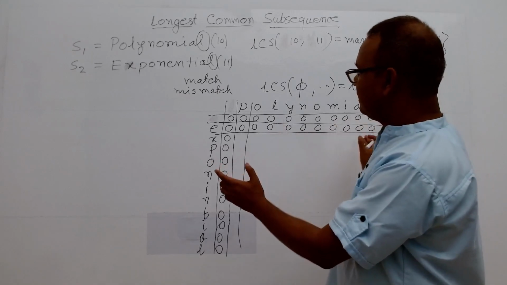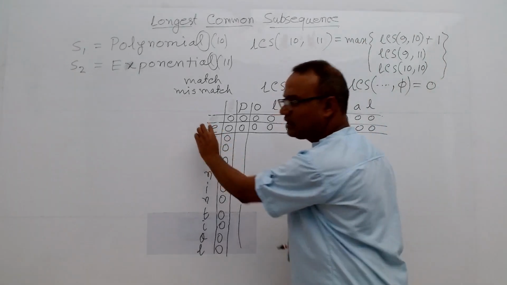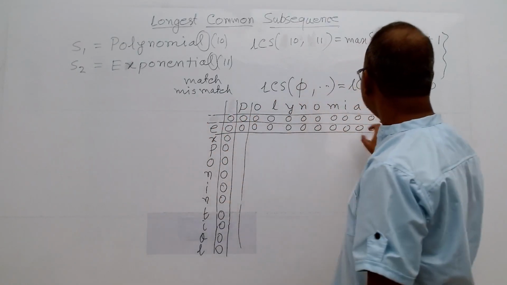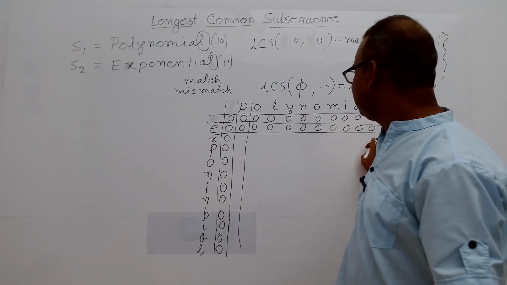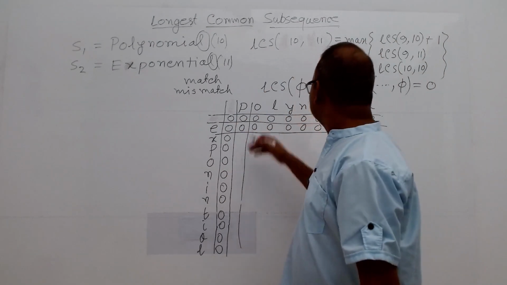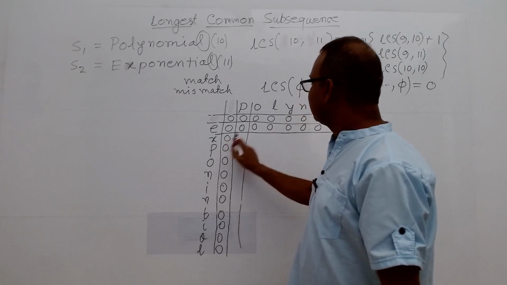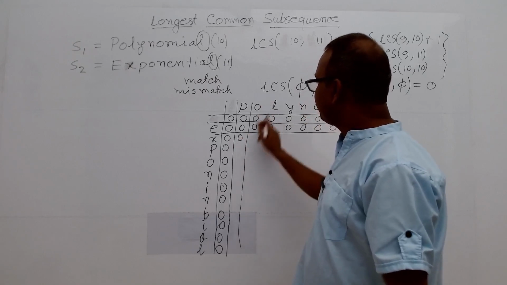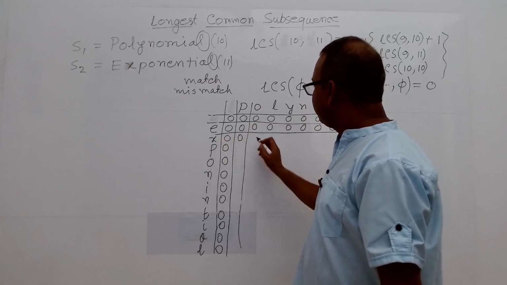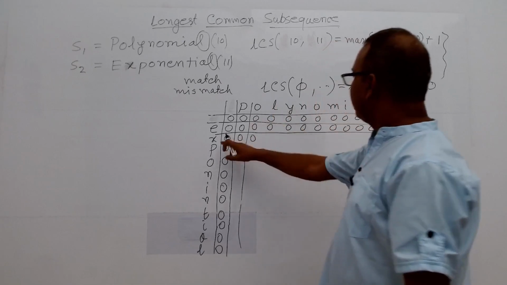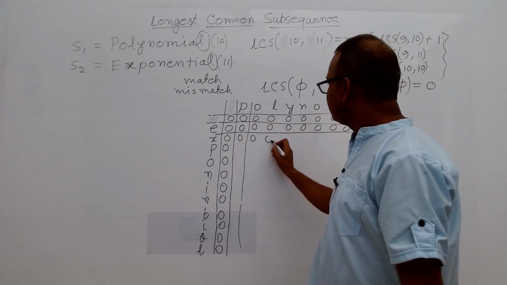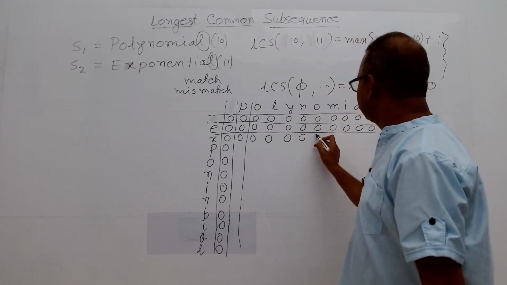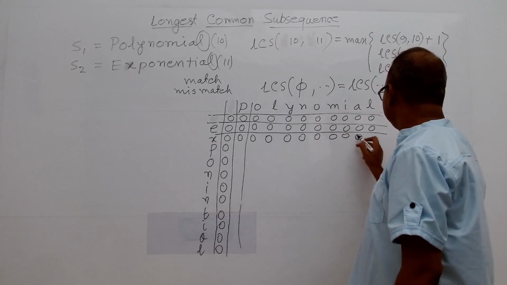What does it mean? It means that if we are taking two strings, one is polynomial and another one is E, then there is no common subsequence. The common subsequence length is 0. So now let's go to this. For x, these three, there is no match, so this will be 0. X and O are different, so this is also 0. X and L are different, so this is also 0. There is no x in fact, so I can write all these 0.